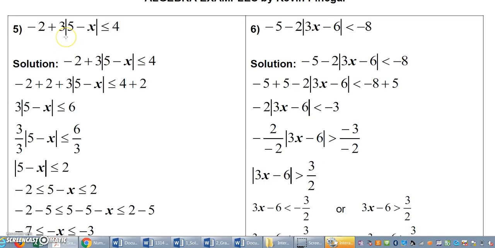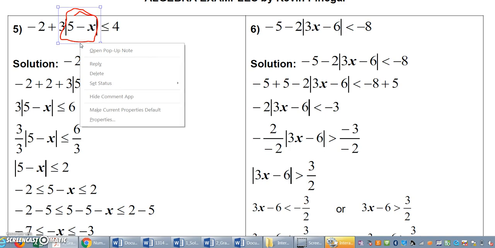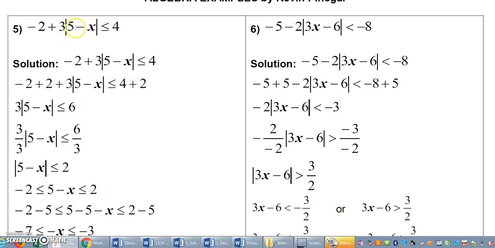Okay, now the key to solving more complicated absolute value inequalities is to make sure you isolate the absolute value expression, because you can't apply the property until you get this absolute value expression isolated. In other words, get it by itself. Don't even worry about the properties that I talked about until you get that absolute value expression all by itself.